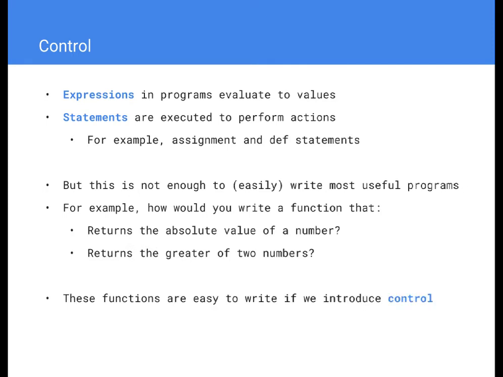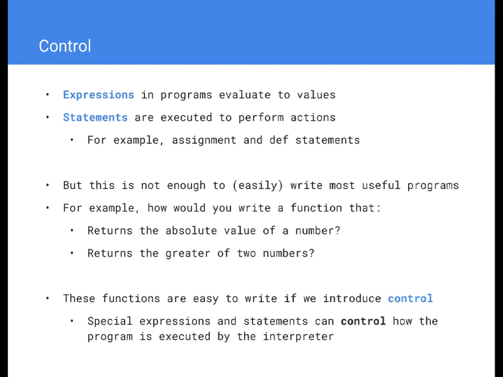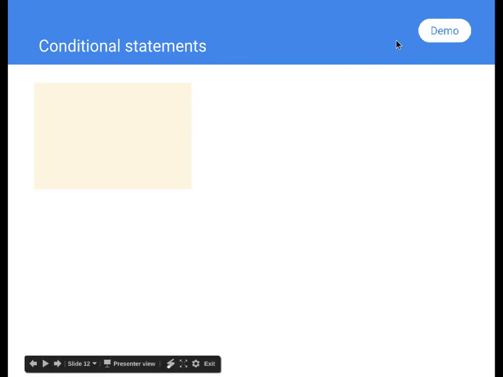So there's a way. We're going to introduce an idea called control. What control is defined as is we have these special expressions and statements that can control the way the program is executing, like the order in which we do stuff, where we go next. So we're going to talk about conditional statements first, and we have a quick demo.